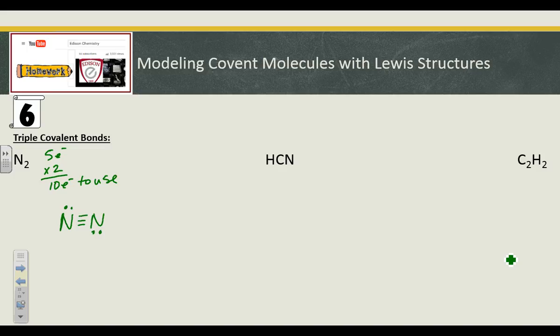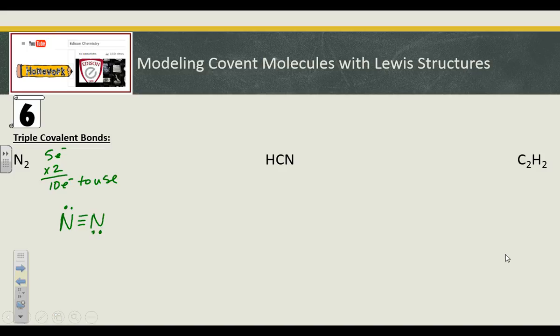Triple bond. So now I count my octets. 2, 4, 6, 8. So because there's 6 electrons shared, both nitrogens get to count those 6. So now this guy's got 8 electrons, and the octet's complete. And so does this one. 8 electrons, octet complete. So there our final answer is looking like that. Nitrogen triply bonded to another nitrogen.